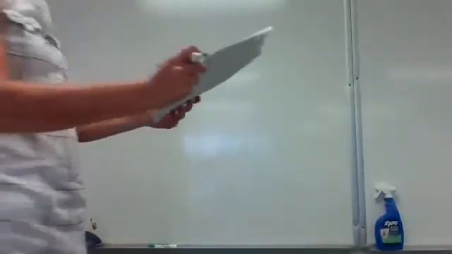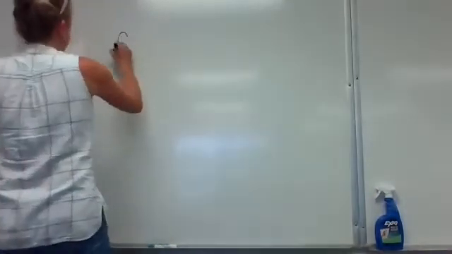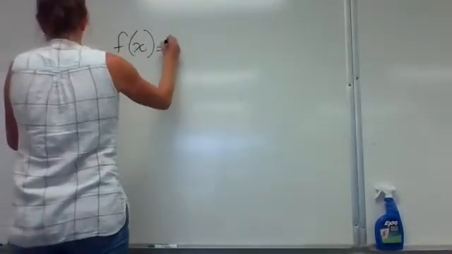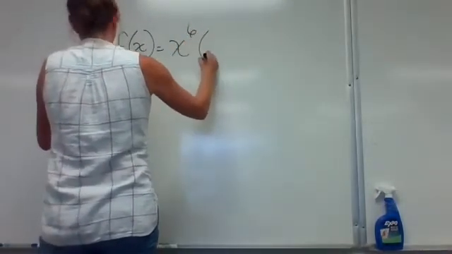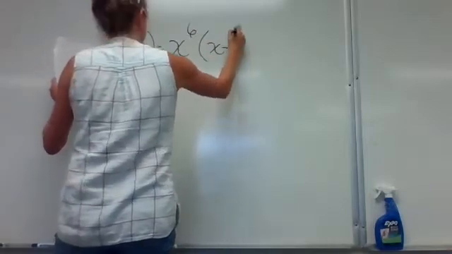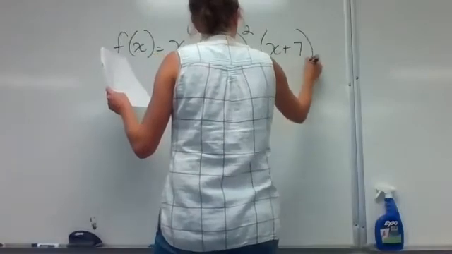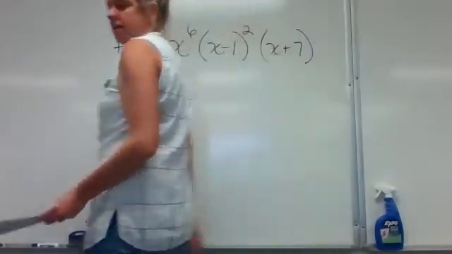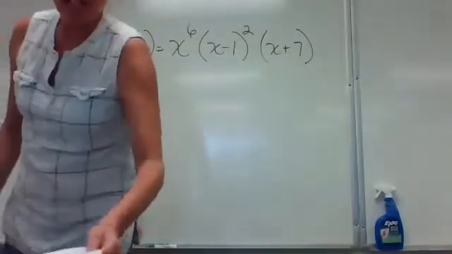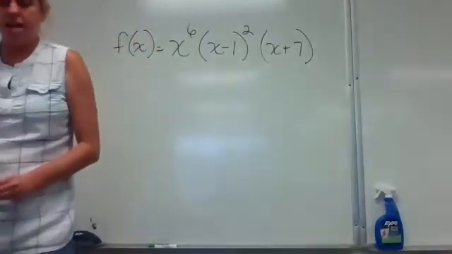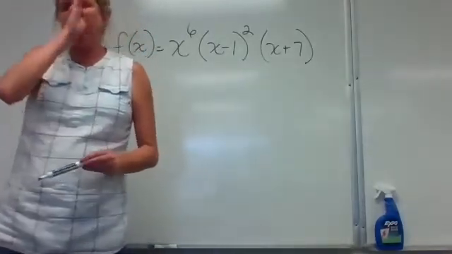Number 7. Okay, so it wants me to find the zeros and then state the multiplicity of each.